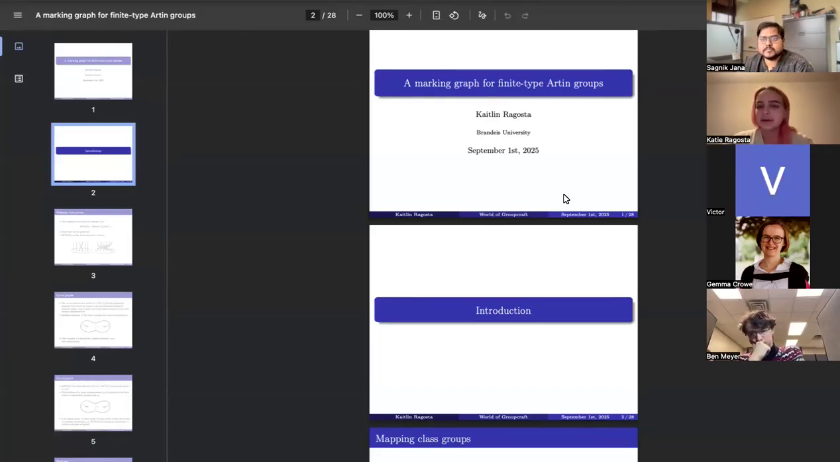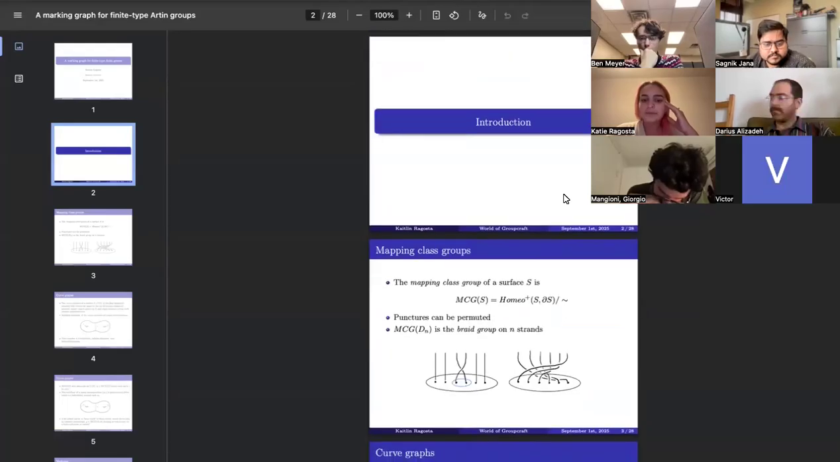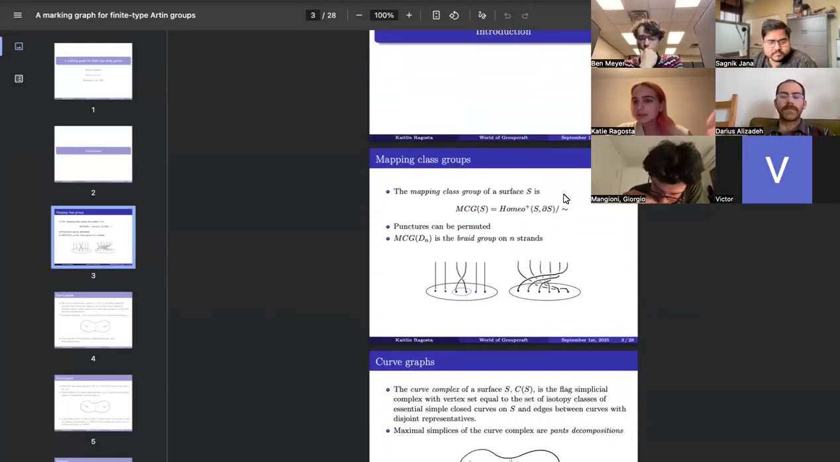I'm going to be talking about a marking graph for finite-type Artin groups. So we're just going to start with a little bit of an introduction to what the terms in the title are. So first, we need to define a marking graph.